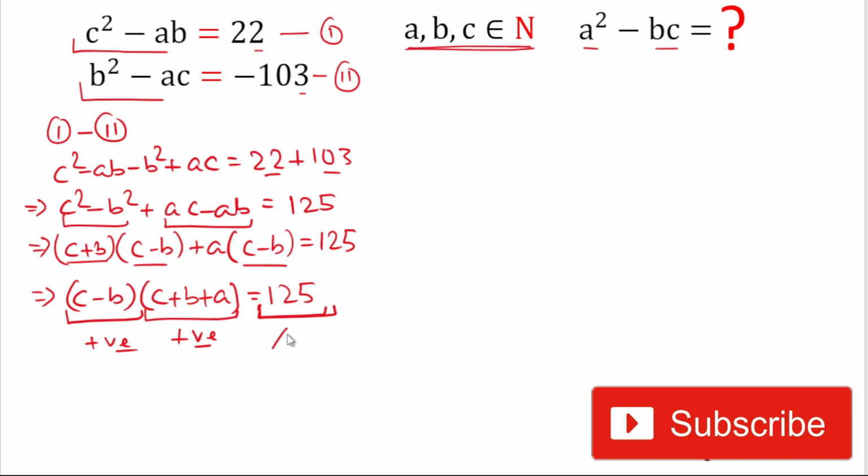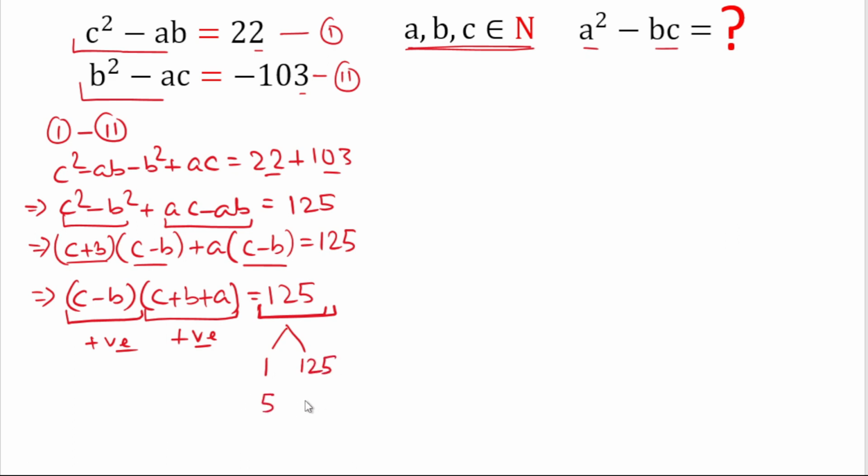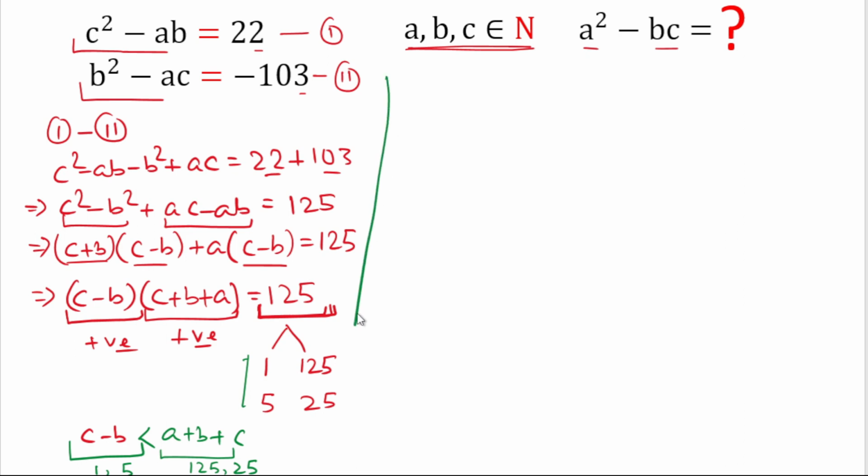And if we split 125 into factors, one pair is 1 and 125 itself, and another is 5 and 25. These are the only factors of 125. So here the value of c minus b will always be less than a plus b plus c. So the value of c minus b will be either 1 or 5, and the other term will be either 125 or 25 for the second case. So now we have two cases for solving this.